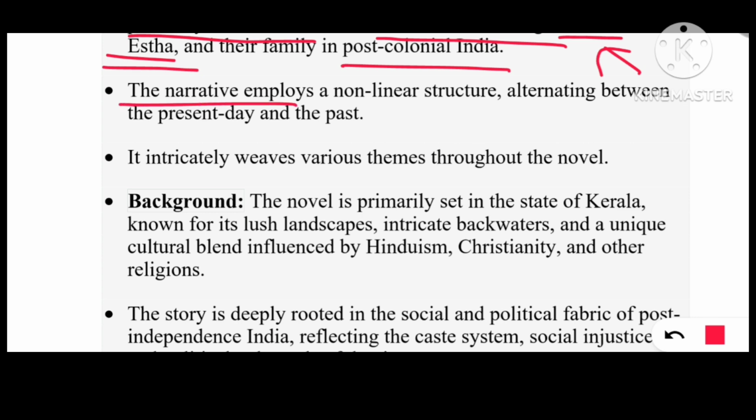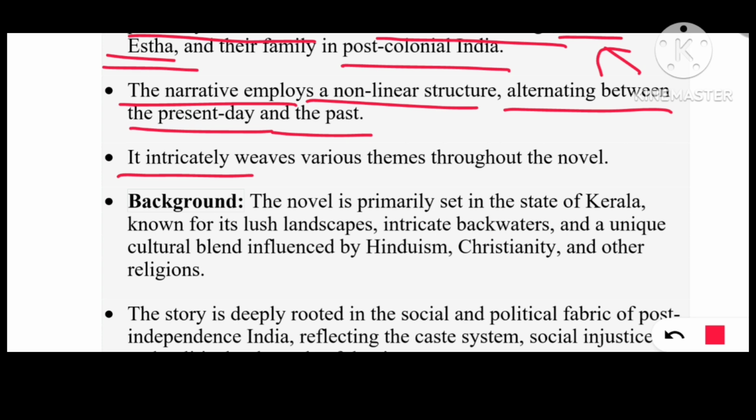The narrative employs a non-linear structure. Non-linear means sometimes they explain the present, sometimes the future, all right, sometimes the past. So it is not linear, it is not in sequence. Okay, alternating between the past and the present day. As I told you, sometimes they explain the present and then the past. It intricately weaves various themes throughout the novel.